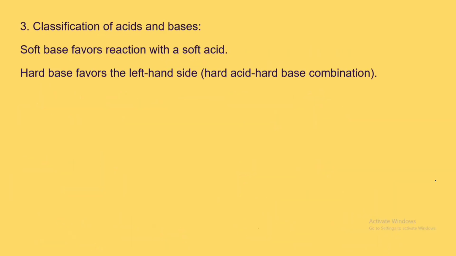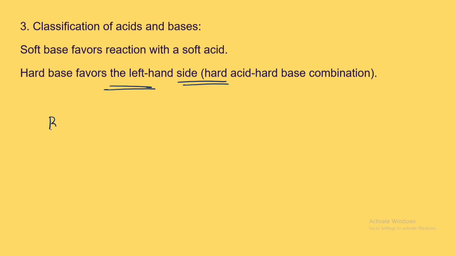Right. So next, coming on to the classification of the acids and bases. Acids and bases are classified as hard or soft mainly depending on their behavior in the particular equilibrium, whether the forward reaction is favored or the reverse reaction is favored. So first of all, if the base is a soft base and it reacts with a soft acid, then usually the forward reaction, that is the formation of the product, will be favored. So we are going to get the respective products.